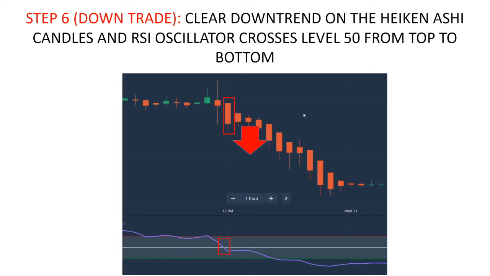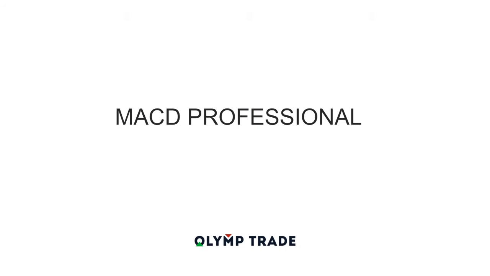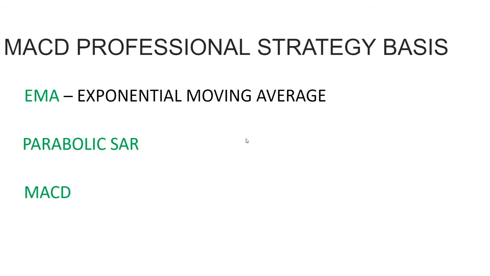So this would be our down trade, so for price decline. The next trading strategy that I'd like to tell you about is called the MACD Professional. I very much like this strategy. The basis of this strategy is 3 indicators.